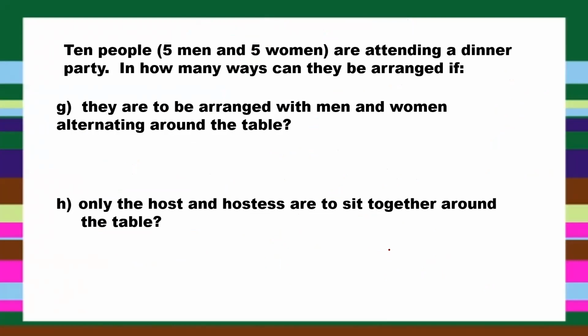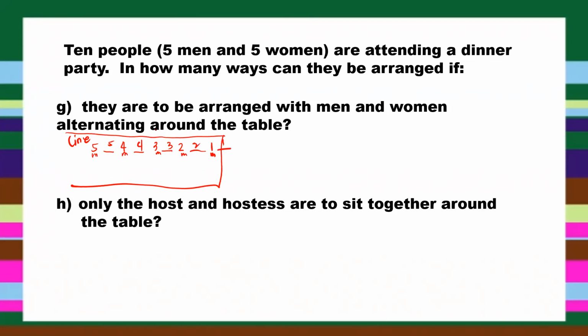Next. They are to be arranged with men and women alternating around the table. Diba kapag line? Paano natin to ina-arrange kapag line? Kapag they are arranged in a line, ang ginagawa natin, that's 5, blank 4, blank 3, blank 2, blank 1, blank. So these are the men. Kasi alternate daw eh. Pag women naman, that's 5 times 4 times 3 times 2 times 1.